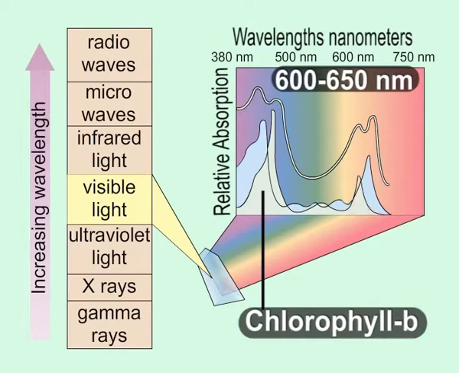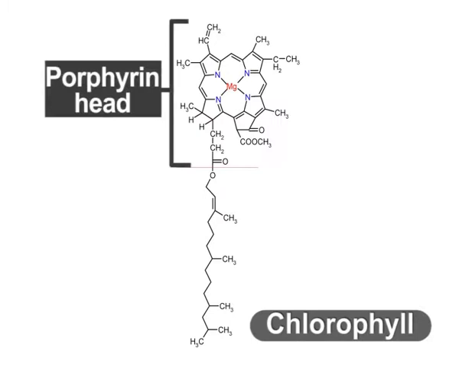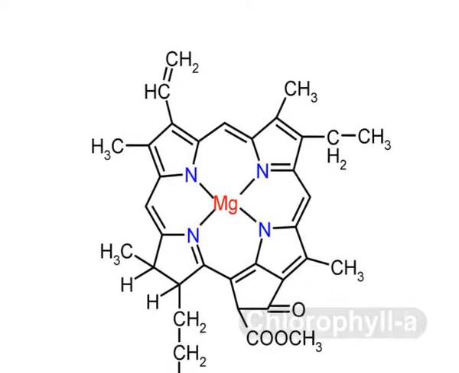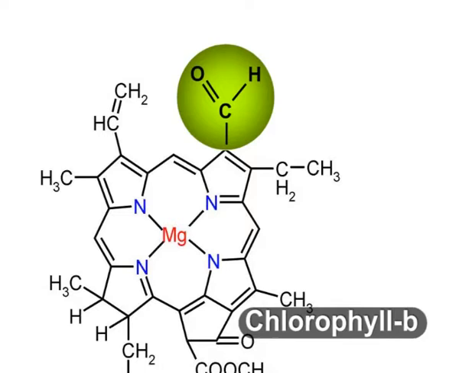Chlorophyll molecule looks like a tadpole with porphyrin head and phytol tail. Chlorophyll A has a methyl group, that is CH3, whereas in chlorophyll B, an aldehyde, that is CHO group, on ring 2 of porphyrin head is present, as you can see here.